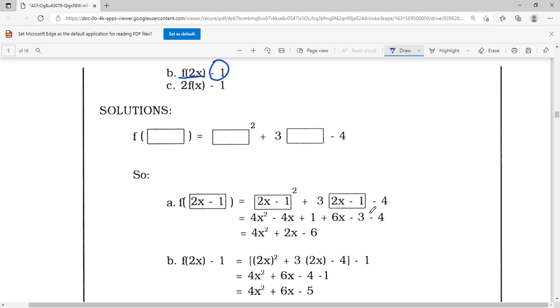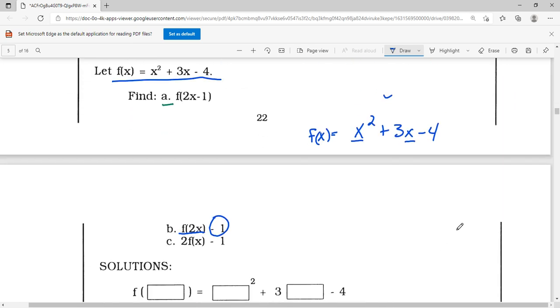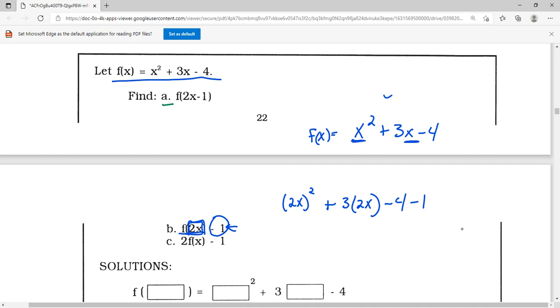Okay. So there's our first one that we're going to replace with 2x, right? And we're going to square that. Plus 3 times x right there. So we're going to replace that with 3 times 2x, right? And then minus 4. And then we have to tack this minus 1 onto the end because it's not in parentheses. It's not part of what we're replacing x with. It's not in the box. We're just subtracting it on the end.